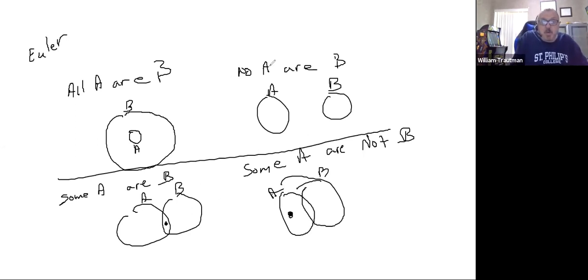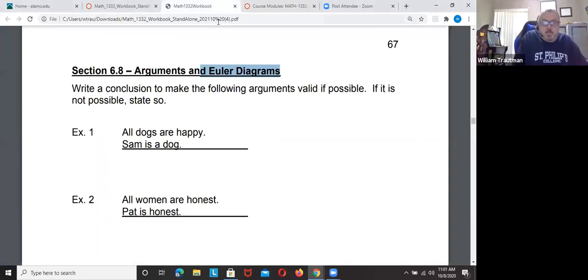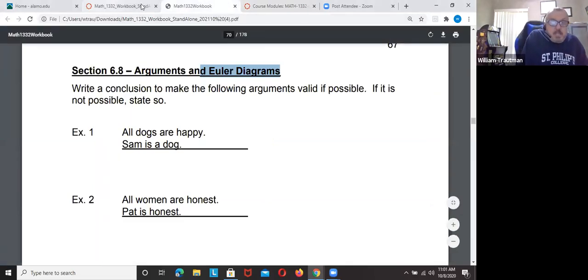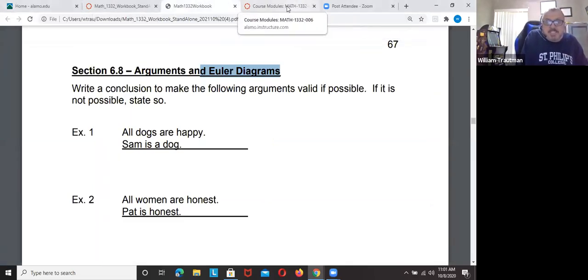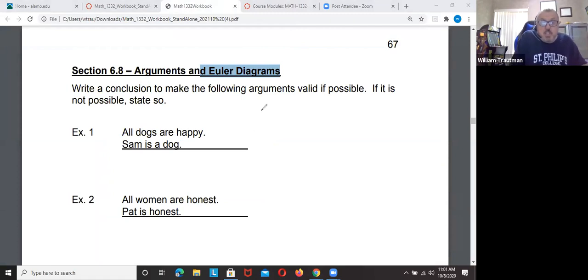All right, so I am going to the workbook now. All right, there is the workbook. So if we look at this, it says write a conclusion to make the following arguments valid if possible. If it is not possible, state so.